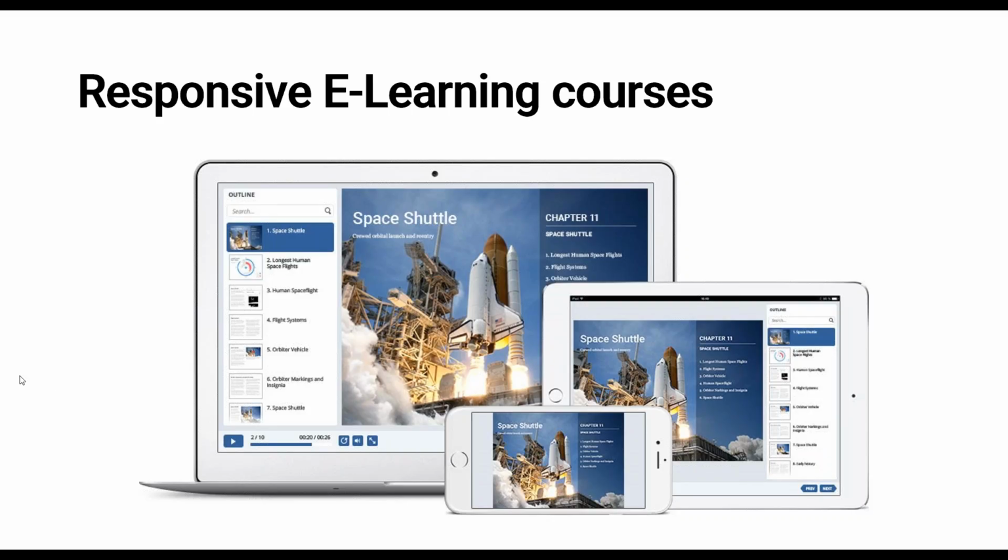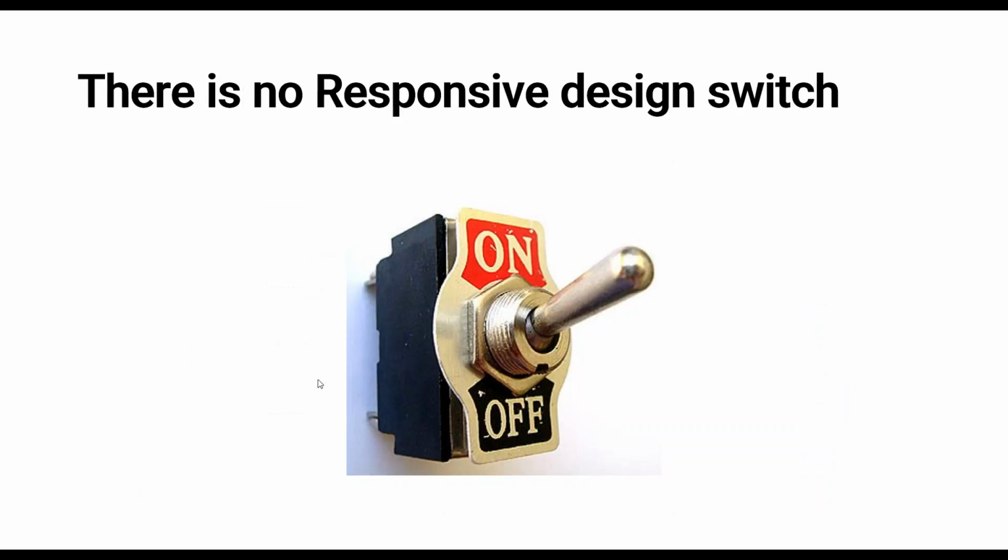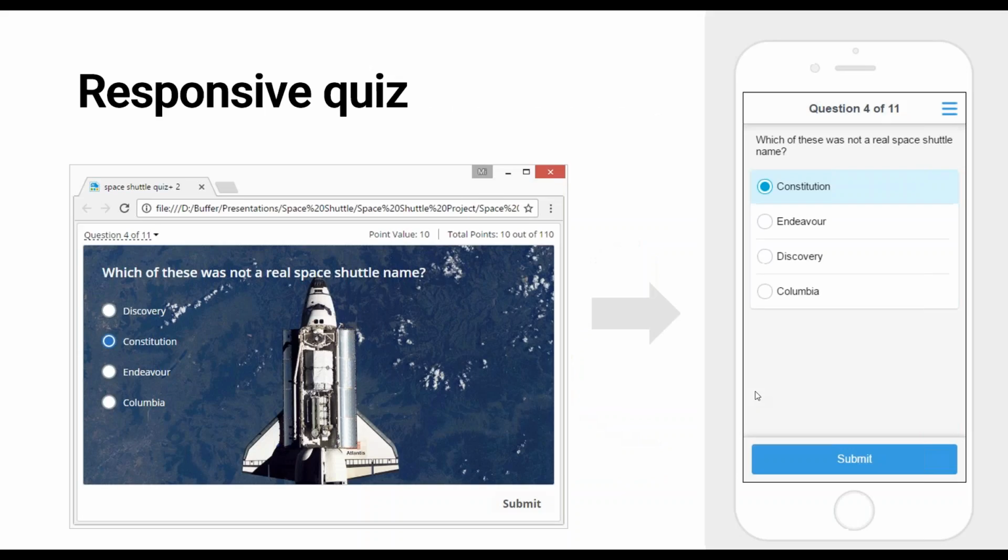And you might have guessed, there is no special magic checkbox like "turn on responsive design" and then start the publishing process. You cannot control the level of the responsiveness, but knowing all the peculiarities of responsive design will help you choose the right authoring tool set and refresh your design knowledge. And here's an example of an iSpring responsive quiz.